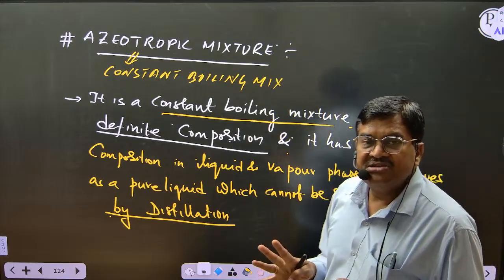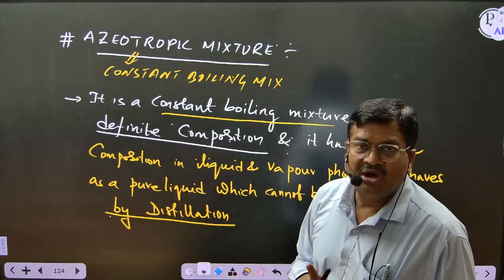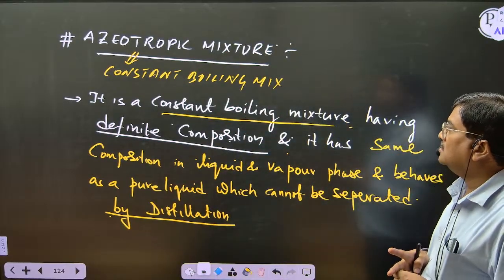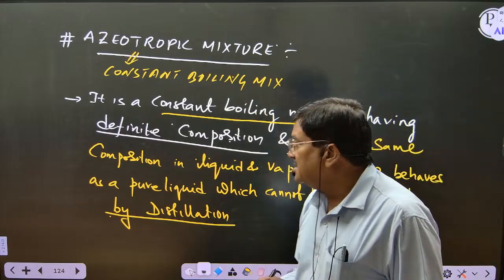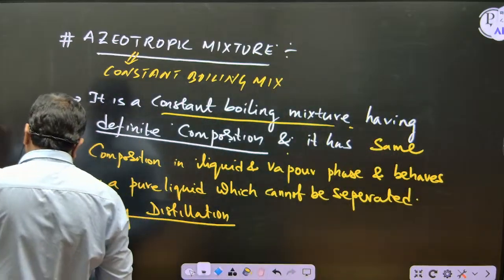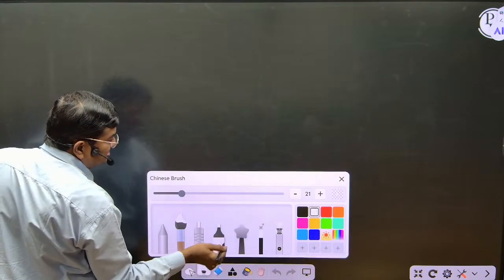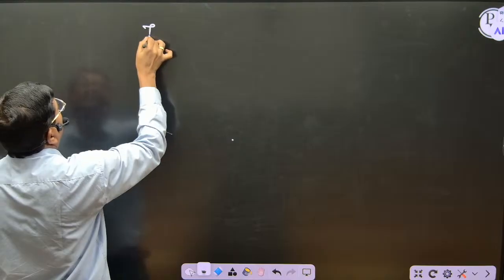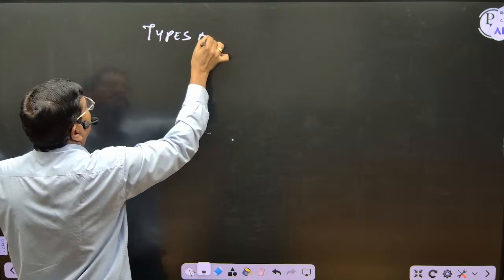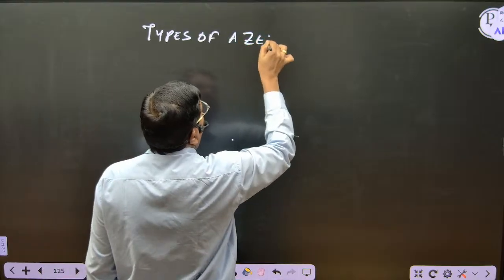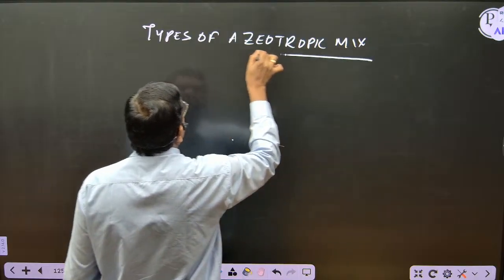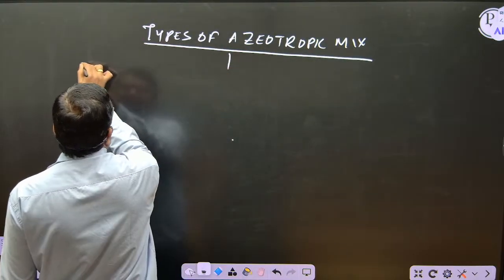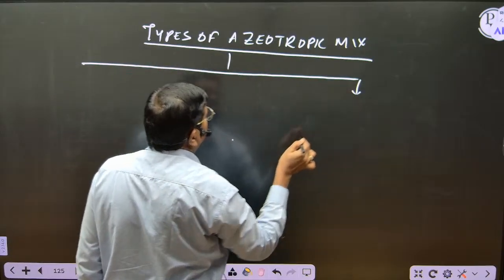Following friends, concept understood. So azeotrope is nothing but constant boiling mixture. Shall I continue? Now see next slide. Types of azeotropic mixture. Next our discussion is what are the types of azeotropic mixture. In our syllabus we have two types of azeotropic mixture. One is minimum boiling azeotrope.